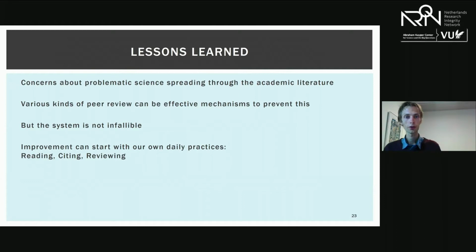So to conclude, and as my last slide, what have we learned today? What are the messages we can take home with us? There are concerns about problematic science spreading through the academic literature, and these concerns are rising. Various kinds of peer review might be an effective mechanism to prevent such things from happening. We should always ask ourselves, to what extent can we expect reviewers to act as such a filtering mechanism? And whatever mechanism or system we use, none of it is going to be infallible. So our daily research practices of informal ways of doing review through reading, citing, building on each other's work, I think that's where much of the improvement can be made.